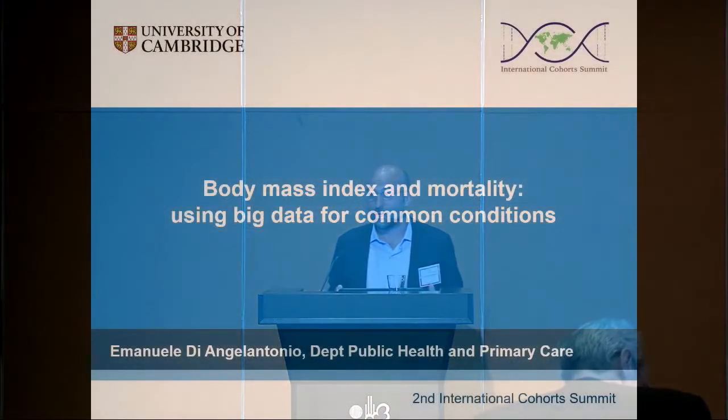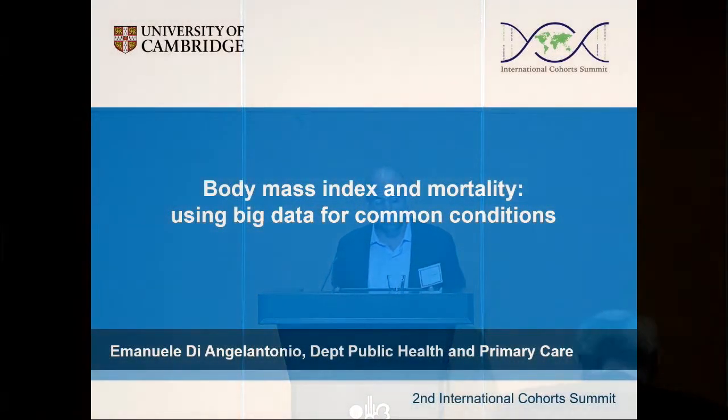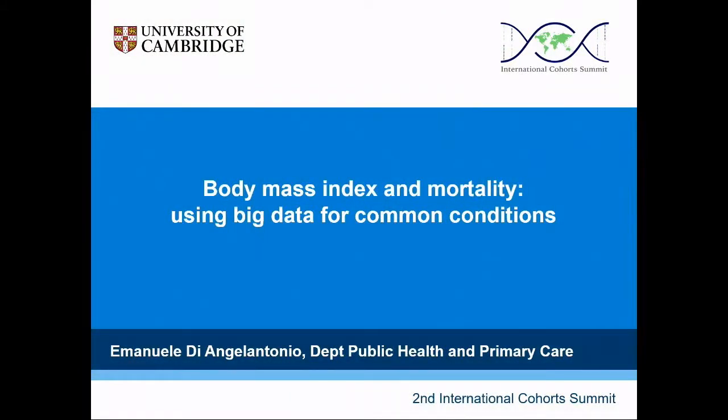I'm going to shift gears a bit from the previous presentation, which had a large focus on genetics. My talk will not involve genetics almost at all. The other shift is moving from less common conditions to common conditions, and how large data and several studies can help address some really important public health issues.